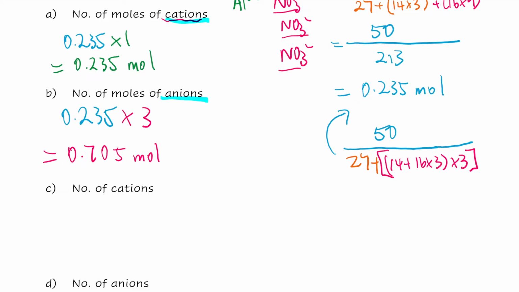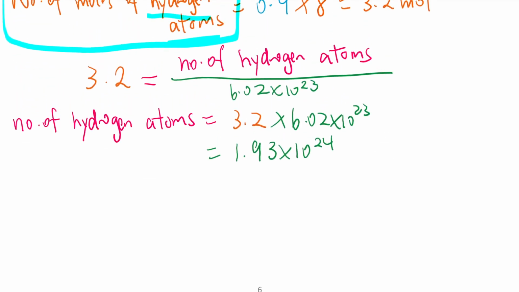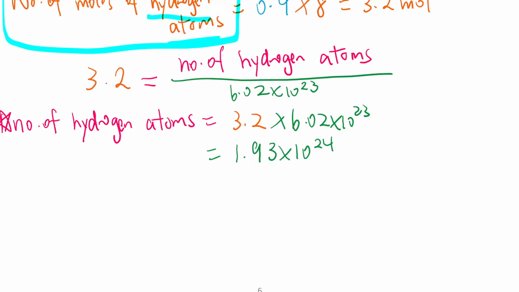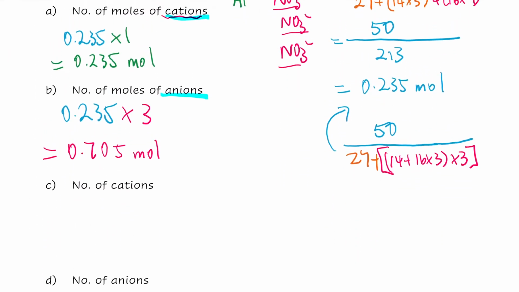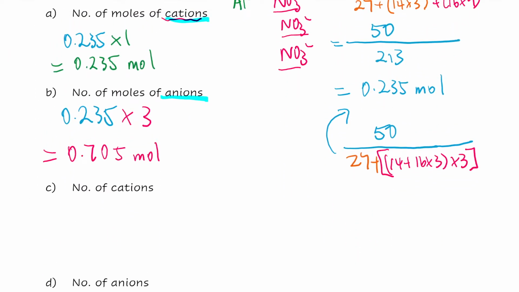Okay. Now you're supposed to find the number of cations. In other words, you're finding the number of particles. So the number of particles, it's simple. Now you're literally doing this step here. So here the number of particles is equal to the number of moles times by L. So I'm not going to copy it anymore. I'm just going to directly write it. So here the number of particles, the number of moles of particles, you found it here in part A. This is 0.235.